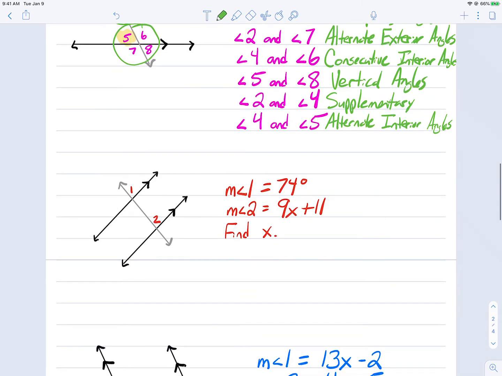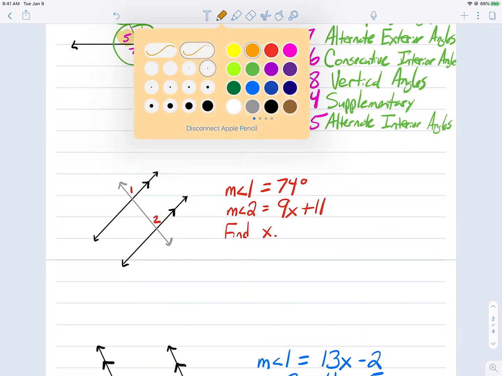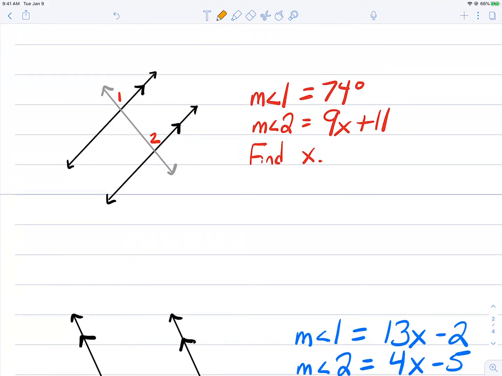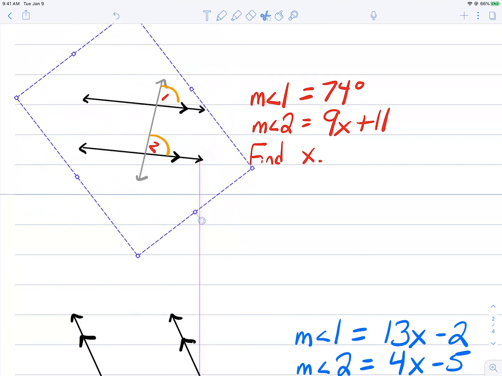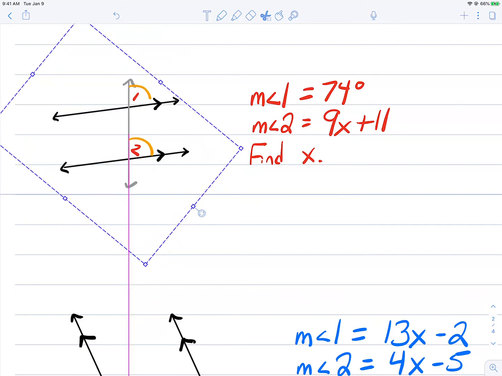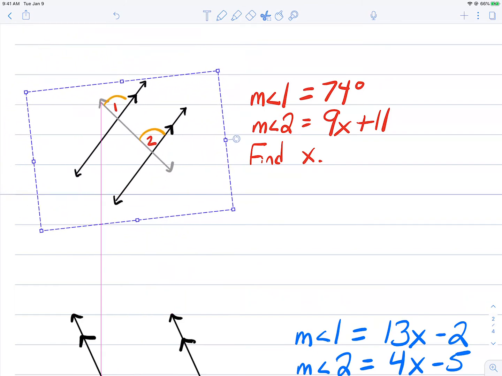So now what we're going to do is write a couple of equations to solve for x given some information. Here I have two parallel lines cut by a transversal. I'm told that angle 1 is 74 degrees and angle 2 is 9x plus 11. Now if I look at where they're located, angle 1 and angle 2, and if it bugs you being sideways, feel free to turn your paper, rewrite it to be in a different orientation.